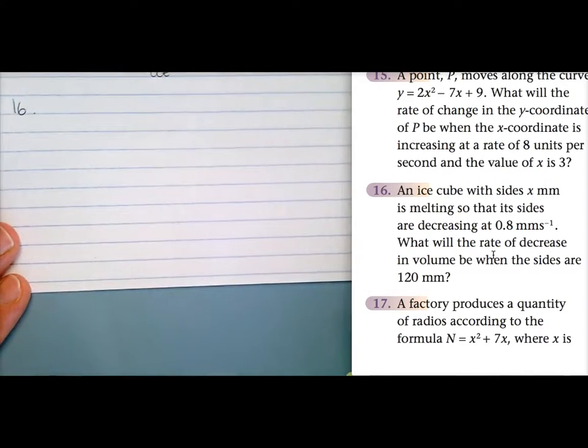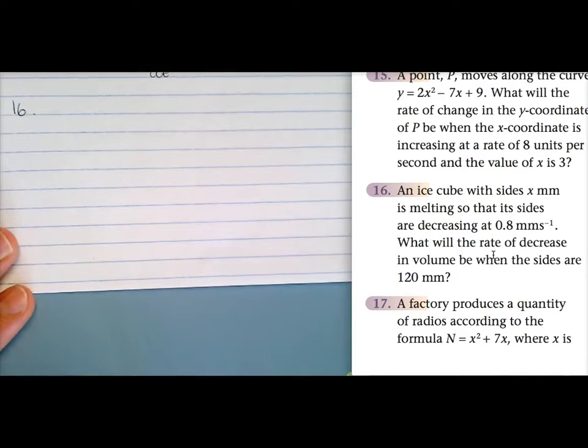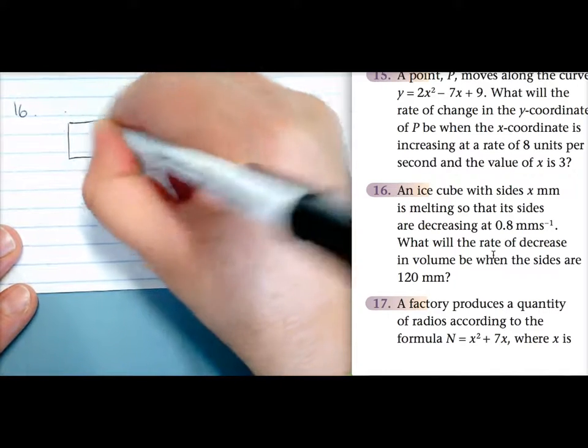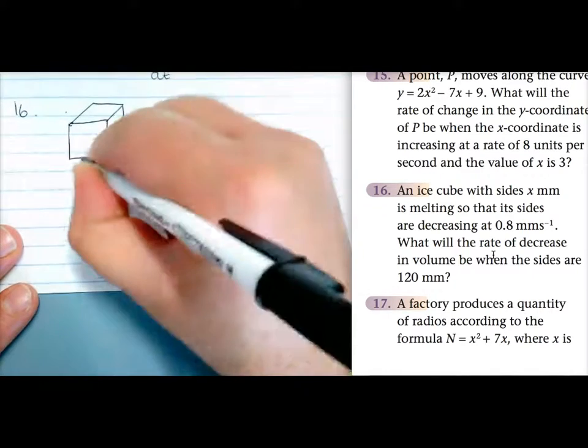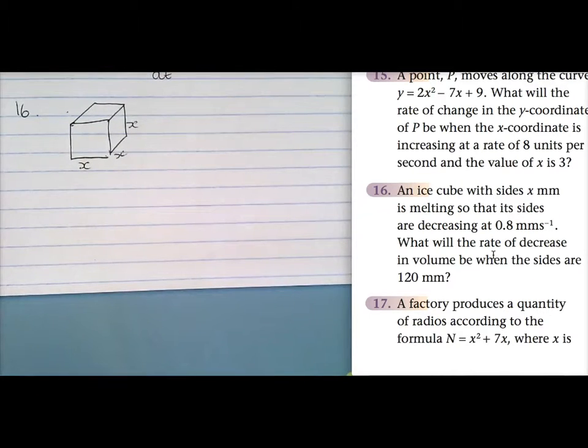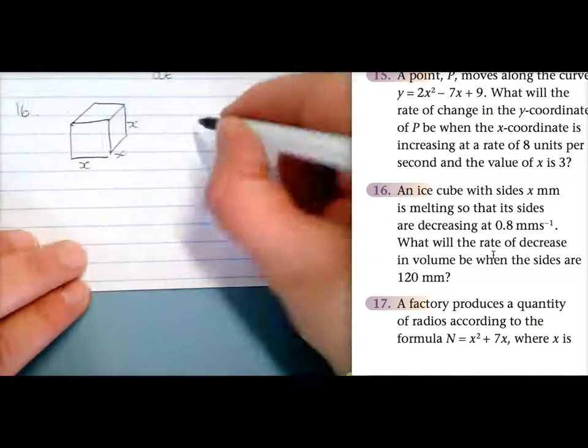We're just starting it. Question 16: an ice cube with sides x millimeters is melting so that its sides are decreasing at the rate of 0.8 millimeters per second. So let's draw. The sides are x. Can we have a bit of a diagram? Are we doing the whole of this question? Oh, look, we'll just do it all. So, an ice cube with sides x millimeters is melting so that its sides are decreasing at that rate, 0.8 millimeters per second. What do I write?